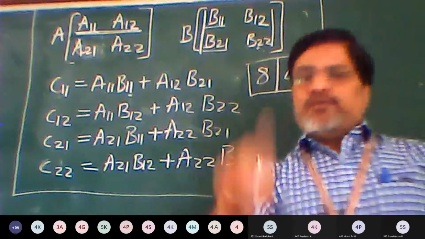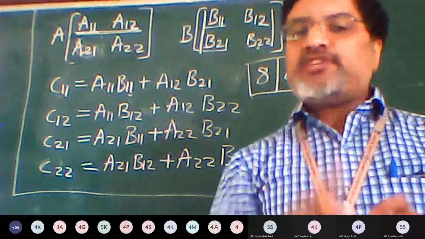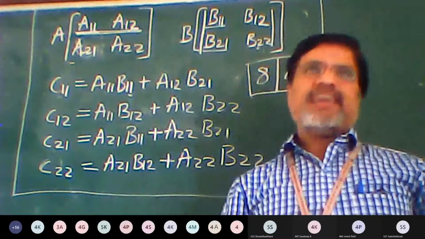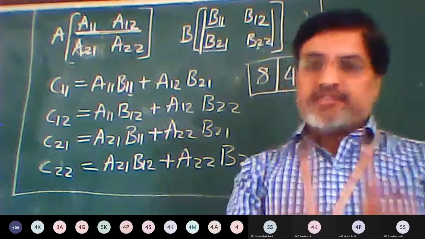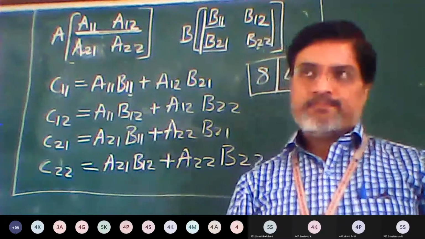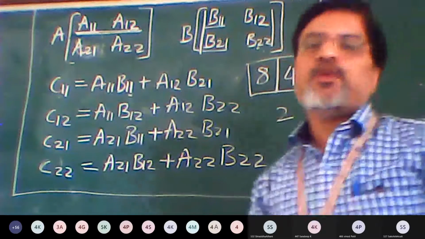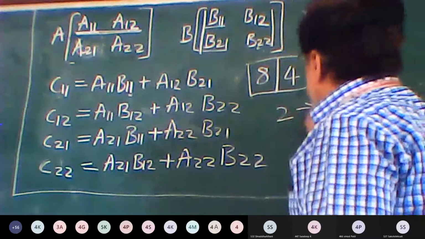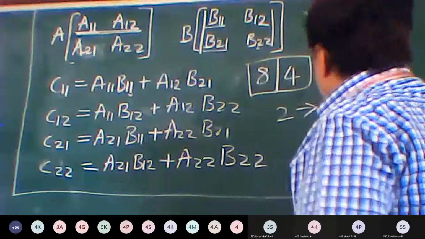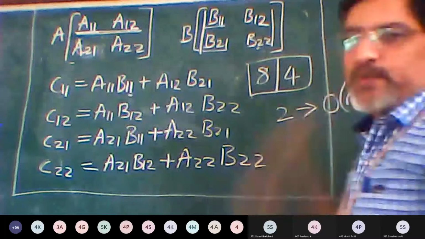Now, if you recollect the programs which we have written earlier for matrix addition, how many nested for loops are required? 2. 2 for loops means the complexity is going to be big O of n square, isn't it? It is going to be big O of n square, right?